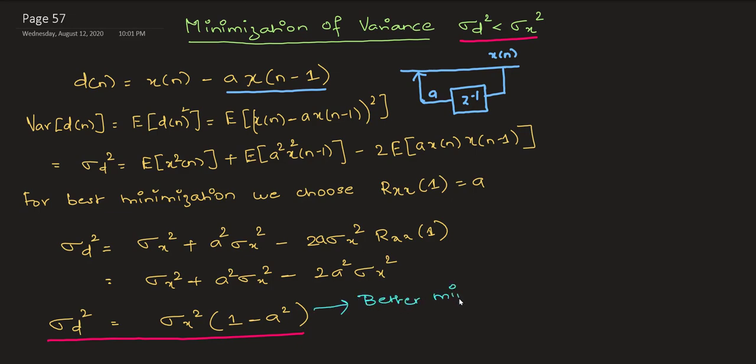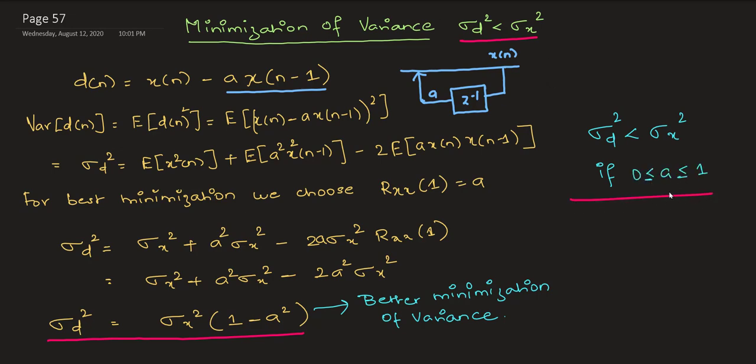So I have a better range here. Instead of 0.5 to 1, I'm having from 0 to 1. Good. So this is the minimization of variance or the difference quantizer for this. And now since we are using this x of n minus 1 and Rxx of 1, I'm going to call this quantizer my first order differential predictive quantizer.